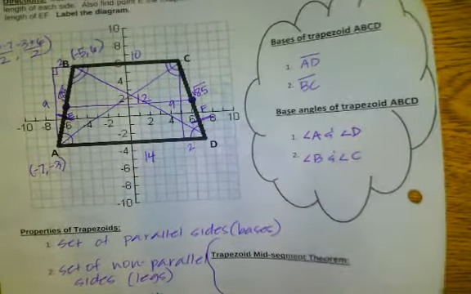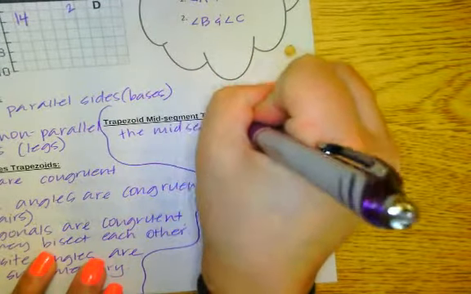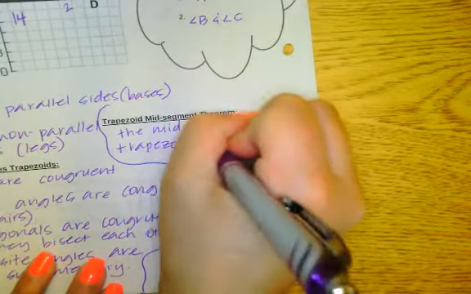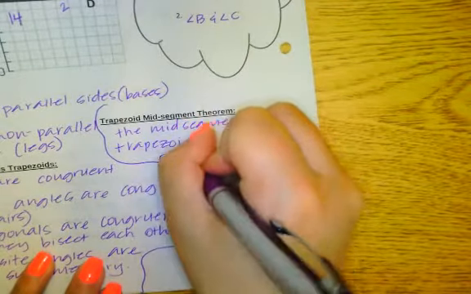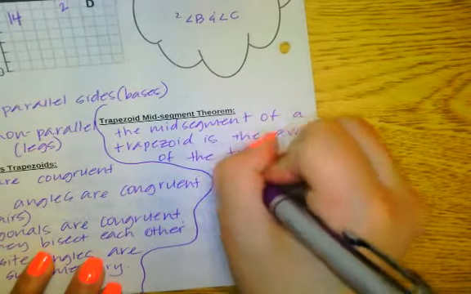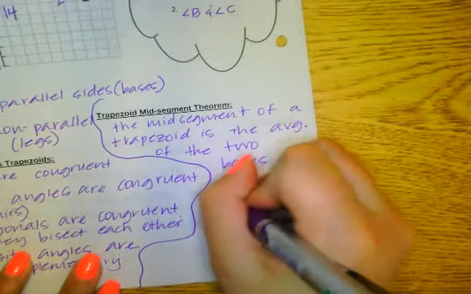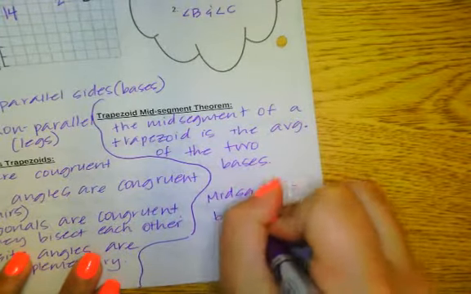Okay, triangle mid-segment theorem. Okay, definition: the mid-segment of a trapezoid is the average of the two bases. So the length of your mid-segment is the average of your two bases. Okay, so your mid-segment equals B1 plus B2 over 2.